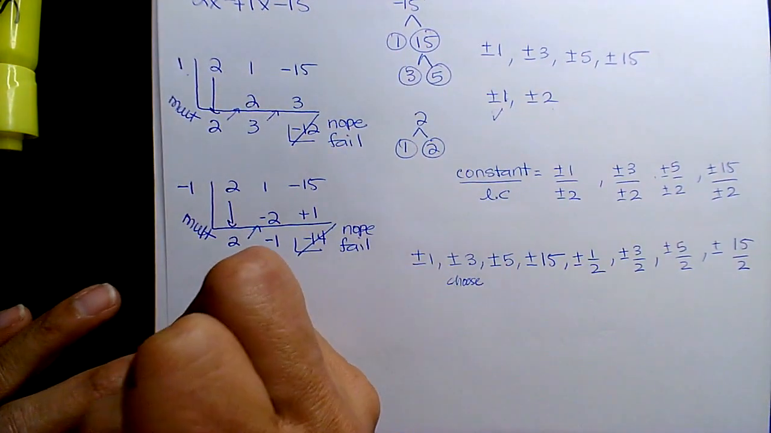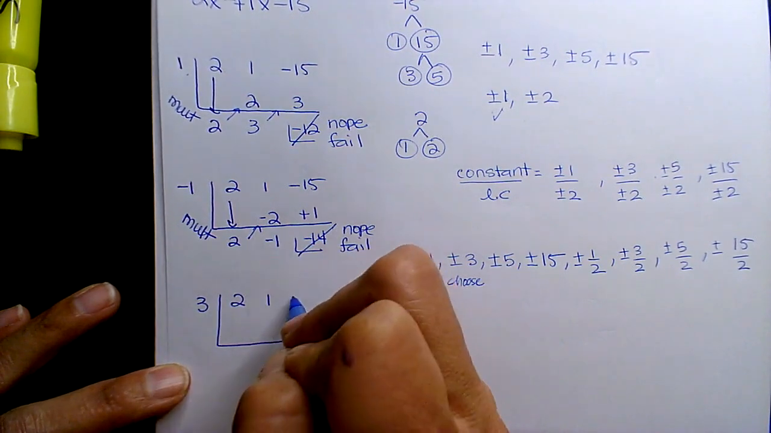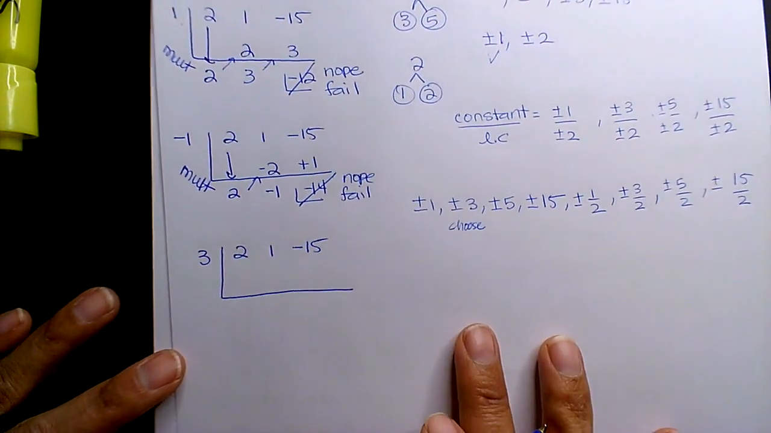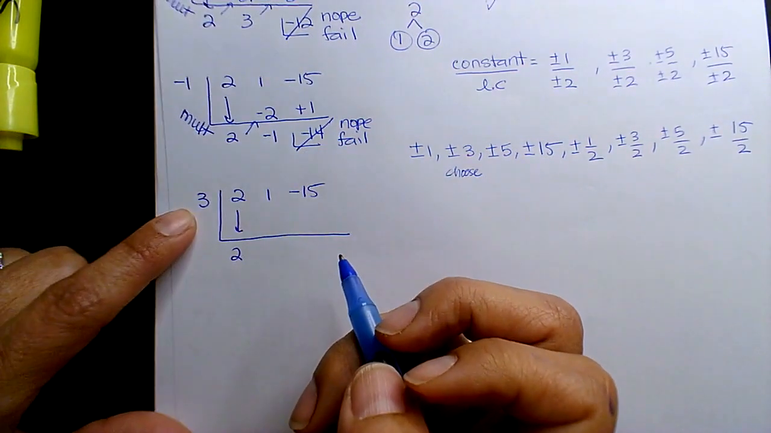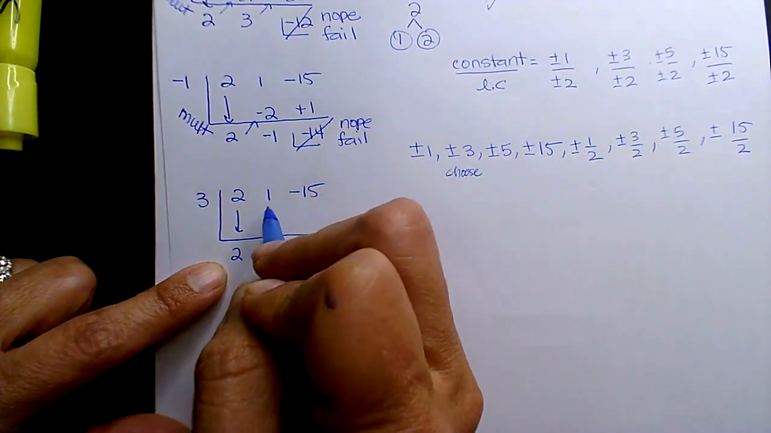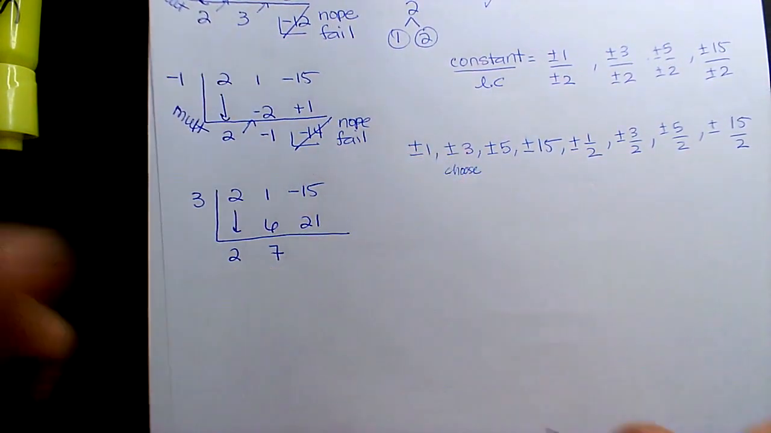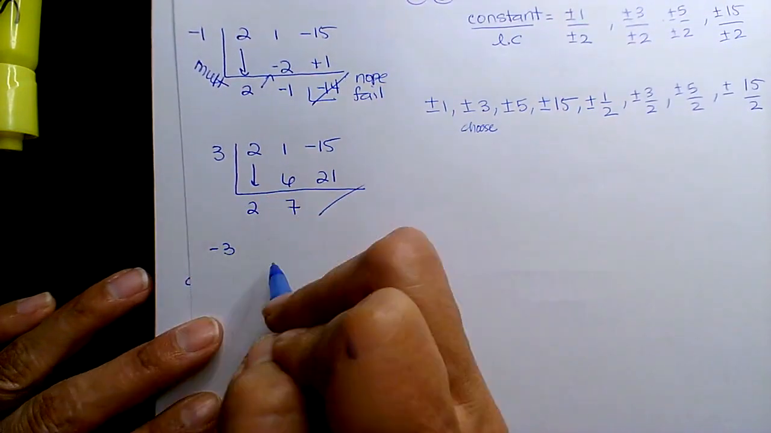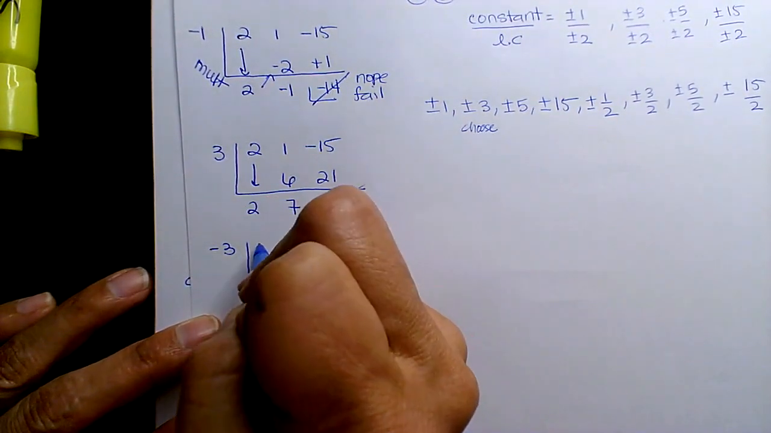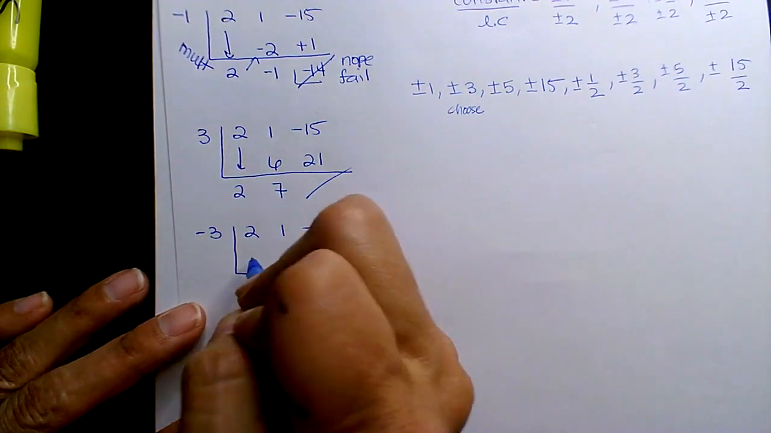All right, so we might get rejected again. Let's do +3 first. 2, 1, -15. Bring it down, okay, 3 times 2 is 6. 6 plus 1 is 7. 3 times 7 is 21. I don't even bother. That's just a fail. Okay, so let's try -3. And you'll get faster with this because you'll realize sometimes you can do it in your head if the numbers match.